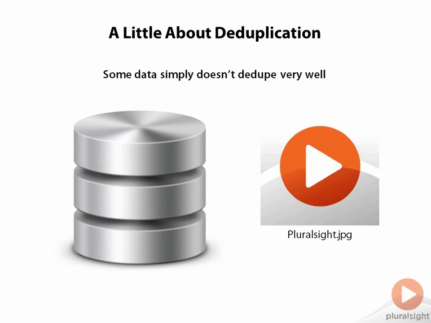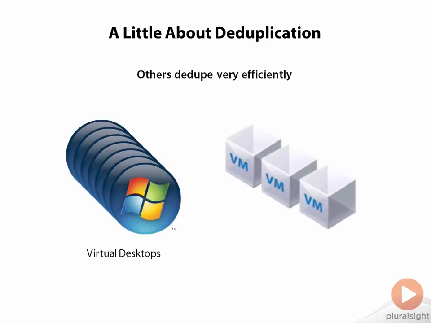Graphics, like I show there on the right, like JPEGs, they do not dedupe well, simply again because most modern graphic formats have compression built in, which again randomizes the data. Now, if I had 1,000 copies of that Pluralsight JPEG there, they would all dedupe down to basically one of them, but you don't get very good dedupe ratios across different graphic files.